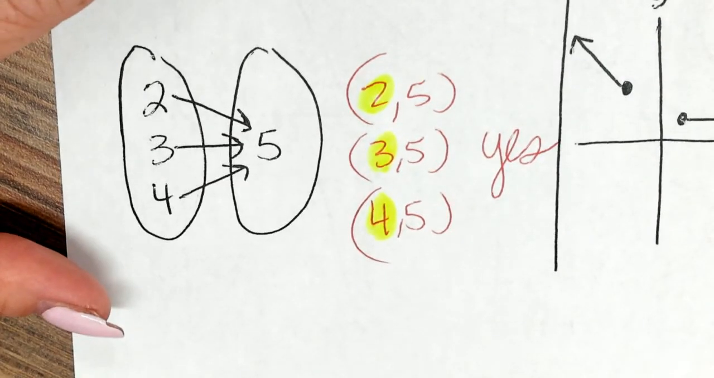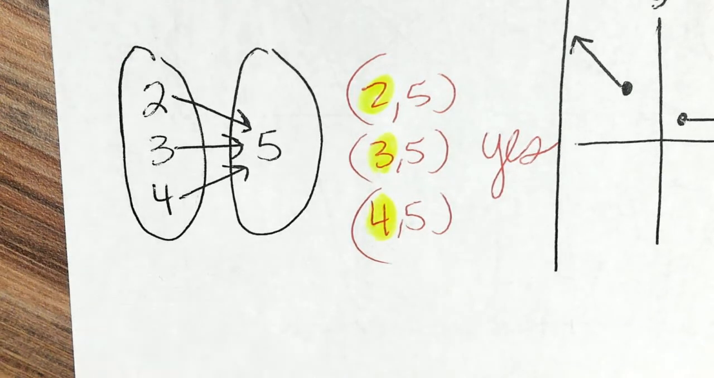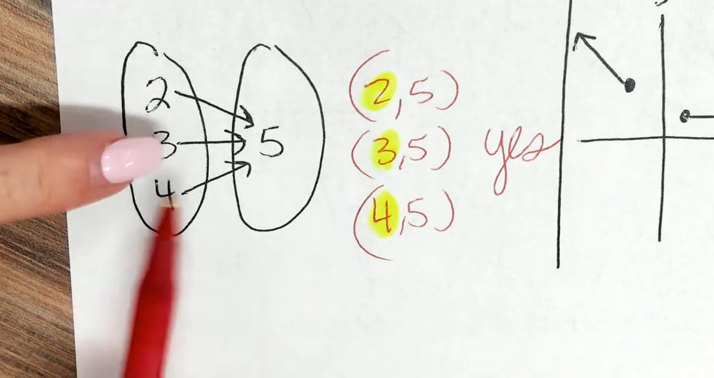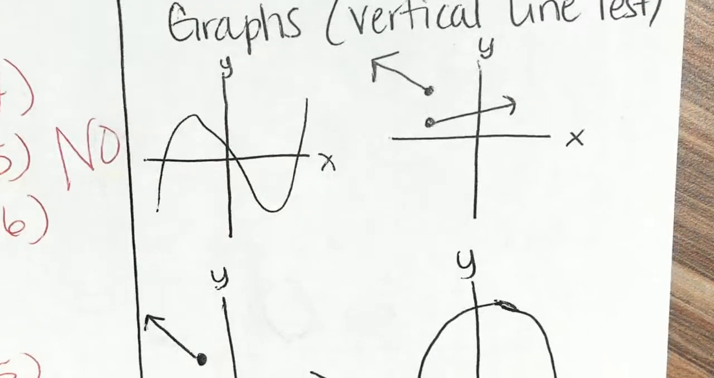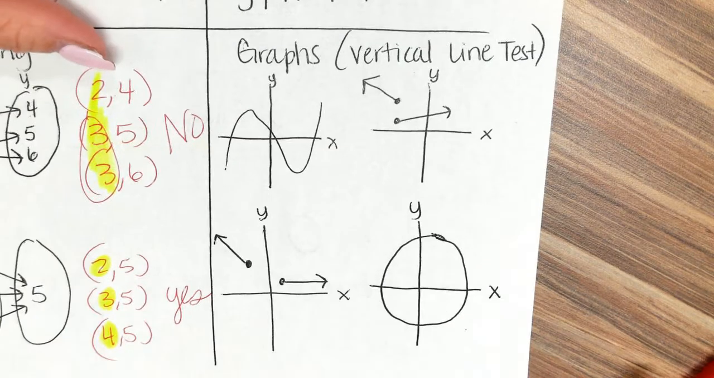Now be careful on the STAR test if they ask for why. The answer would always be because every X has only one Y. Don't ever reverse those. Don't ever say because of the Y. Okay? It also could say every input has only one output because the X's are inputs. All right, go to the graphs.